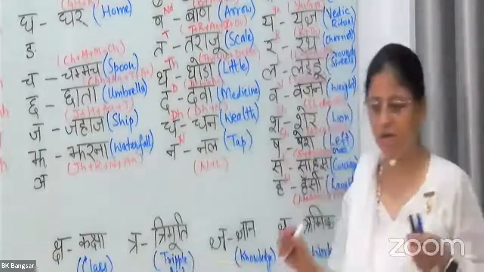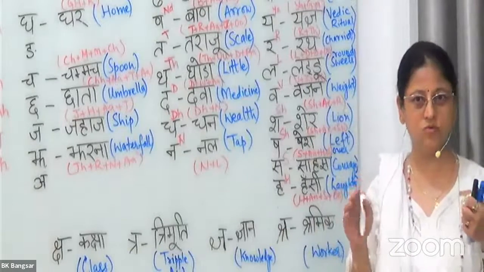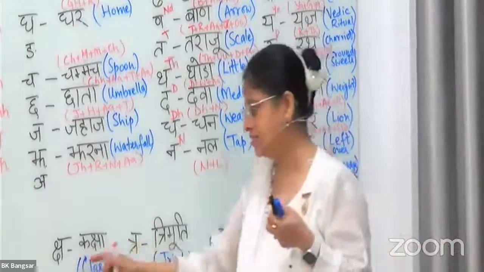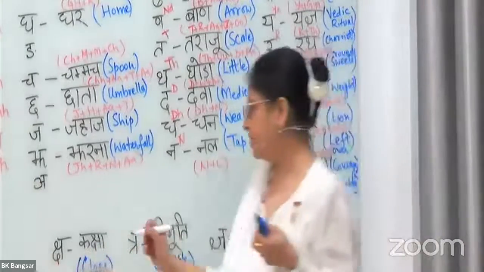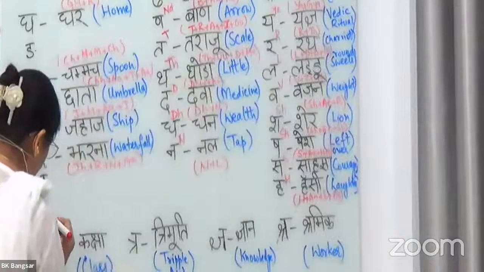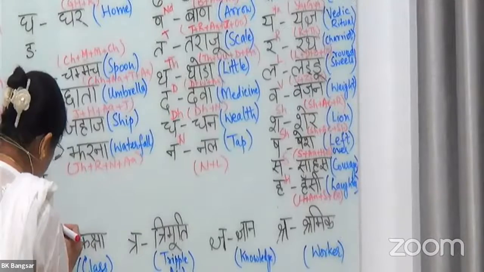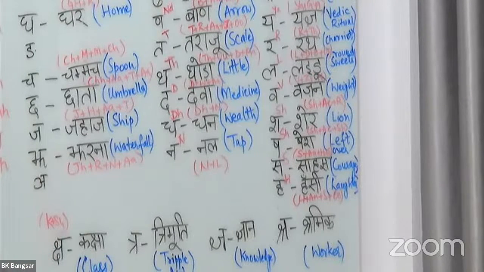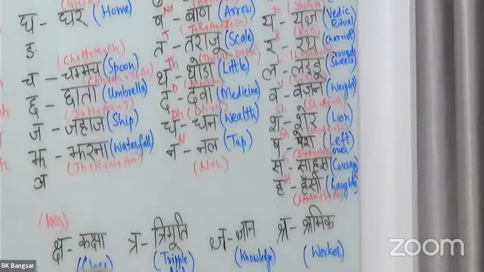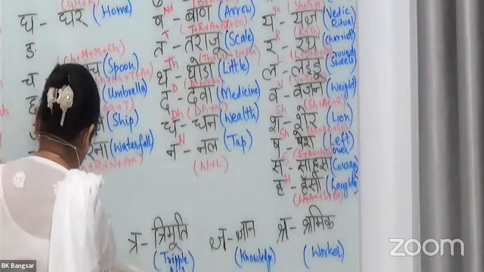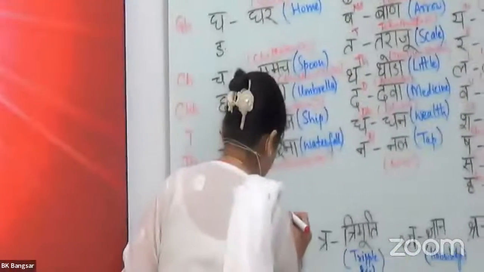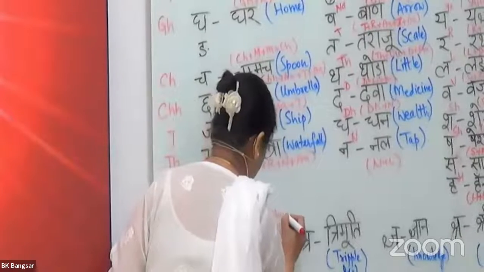A few words are always used at the tail end. The words don't begin with these letters. So it is like ksha. It's a combination of these two. Ksha, pronounced as ksha. So when you pronounce the word kaksha, kaksha is class, classroom, right? Kaksha.